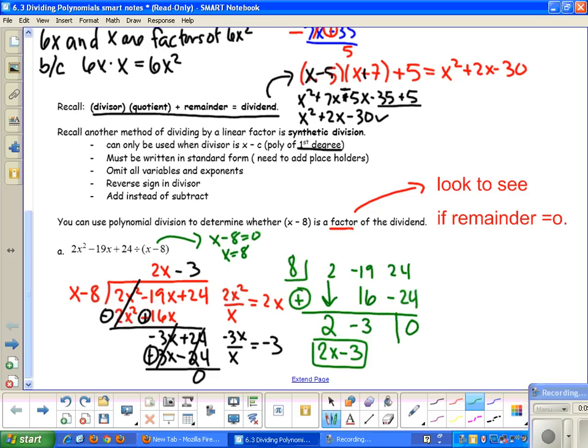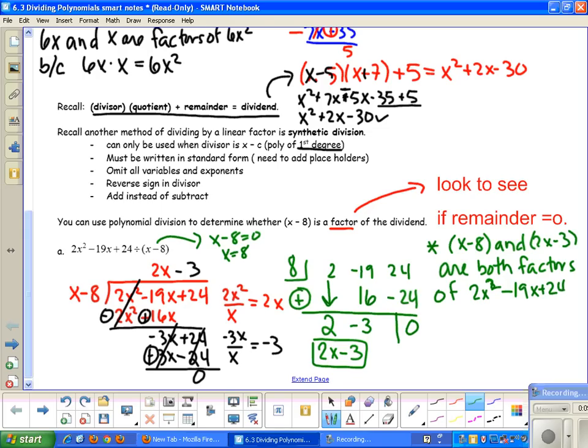So because my remainder is 0, we know that x minus 8 and 2x minus 3 are both factors of 2x squared minus 19x plus 24. So that means if we were to multiply x minus 8 times 2x minus 3 together, it would give us this polynomial right there.